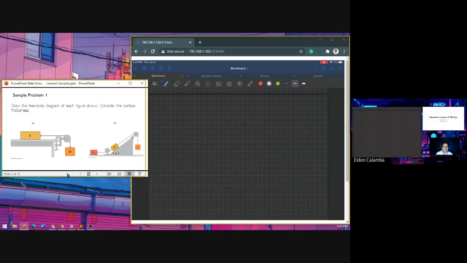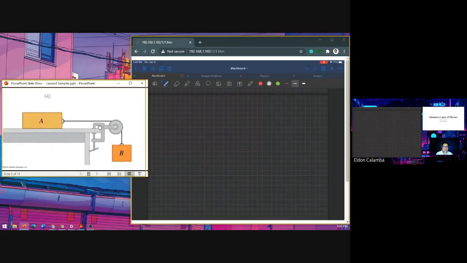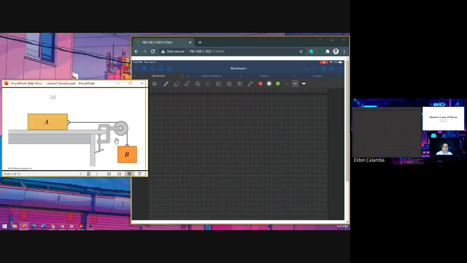So for the first problem, first law of motion: draw the free body diagram of each figure shown. Consider the surface is frictionless. So you have here two situations, situation A and then situation B. So zoom ko lang muna si A. So we have to draw the free body diagram of this one.